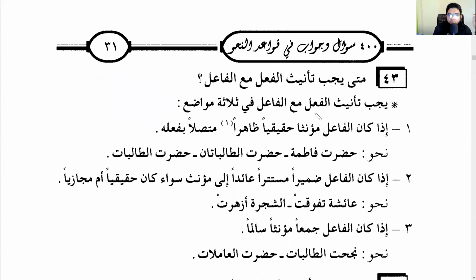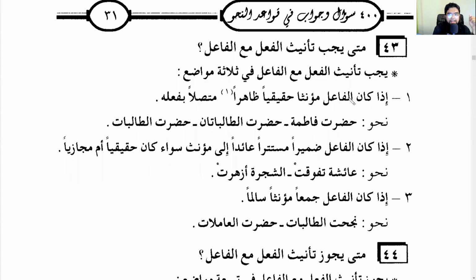So يجب تأنيث الفعل مع الفاعل في 3 مواضع. So the verb should be feminine with the fa'il in 3 places. In 3 places it should be done. إذا كان الفاعل مؤنثا حقيقيا ظاهرا. So 3 things should be there. Right? One, the fa'il should be muannath. Two, it should be haqiqi.